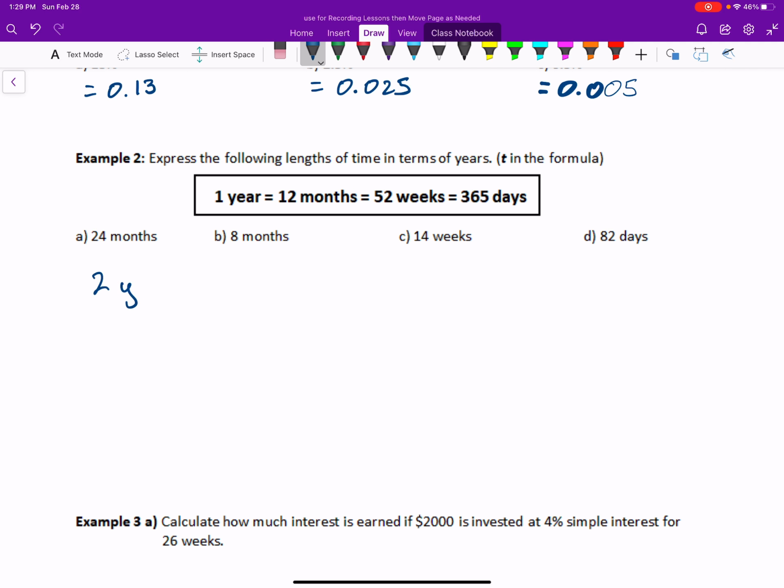8 months, if I divide that by 12, then I'd have 8 over 12. But I'd reduce it to lowest terms, so 2/3 of a year. Or for this formula, it might even be most useful to use it as a decimal. It'd be 0.6 repeating years.